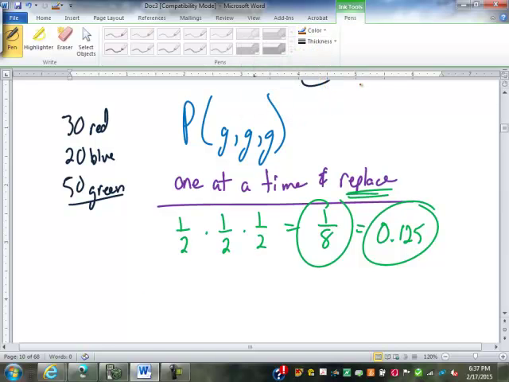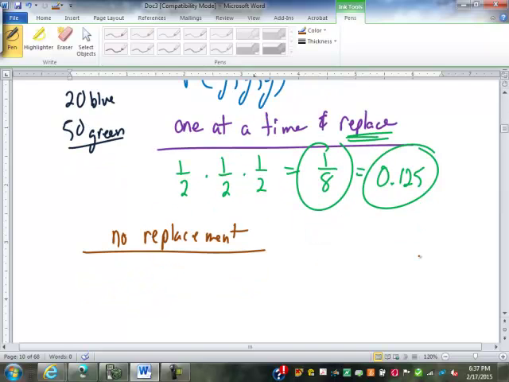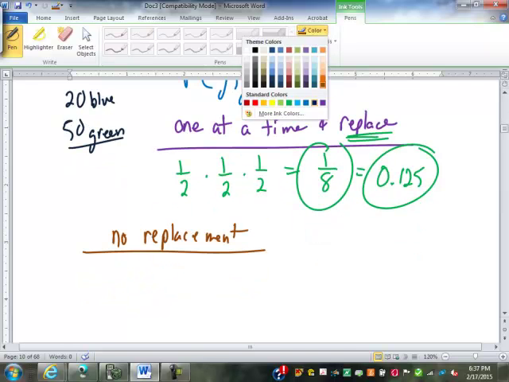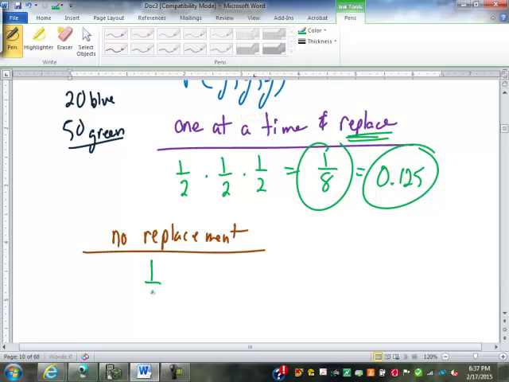What if we switch that up to where it's no replacement? All this is going to get to be a lot uglier fraction. What's the probability of the first one being green? That is still 1/2. Second one being green. Careful. They're the same color now, so there's only 49 green ones out of 99 total in the box. How about the third one being green? 48 out of 98. Very good.